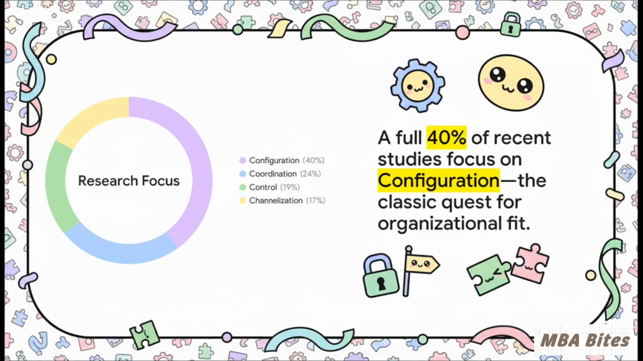So, where do researchers spend their attention? This chart is pretty revealing. A full 40% of recent studies focus on configuration, that quest for fit. It just shows you how dominant that way of thinking is in the field. Followed by coordination, control, and then finally, that more psychological lens, channelization.